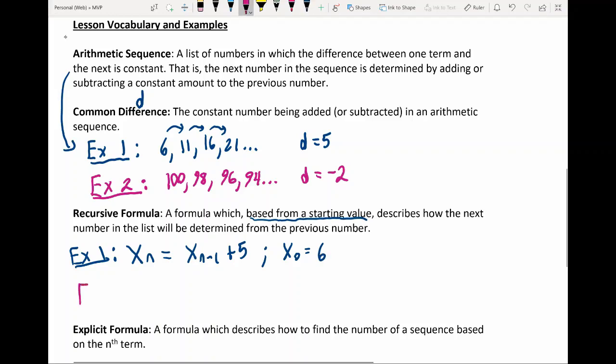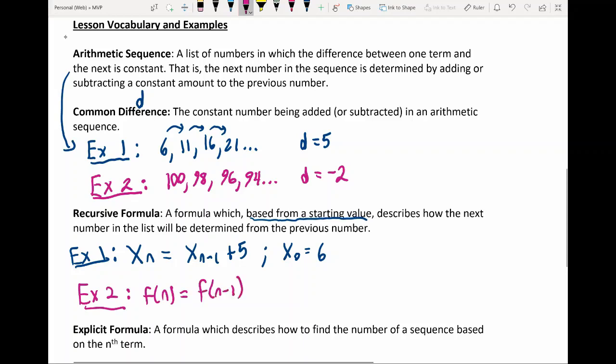Another way you'll see this written, and that's kind of the state of North Carolina notation. This is the MVP notation. It means the same thing. It's just written slightly differently. And so instead of x sub n, we just write f of n and f of n minus 1.